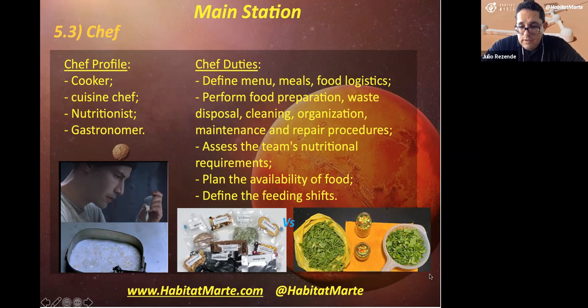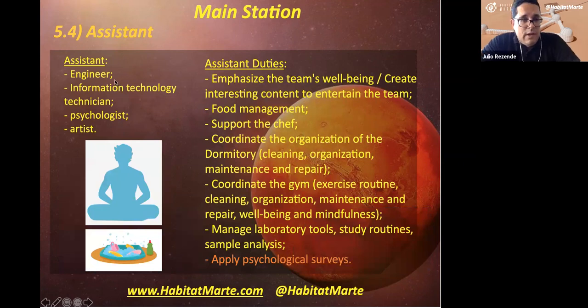These were food cultivated in the greenhouse of Habitat Marte. The last position is the astronaut, the assistant. He's supposed to be an engineer, an information technology technician, also psychology, also would be an artist. Some duties are to emphasize the team's well-being, provide interesting content to entertain the crew, food management, support the chef, coordination of the organization of dormitories and the gym, manage laboratory tools, and also apply psychological surveys with the astronauts.